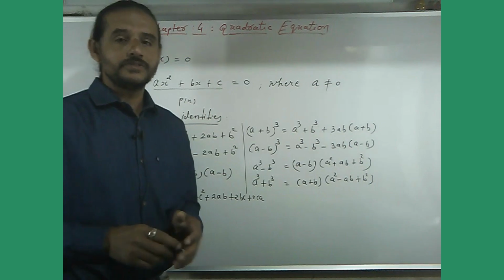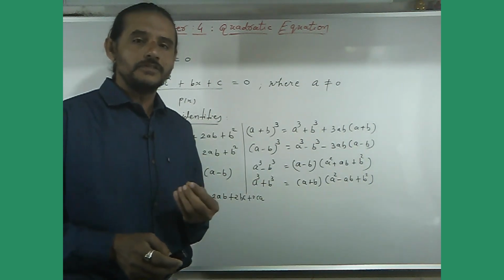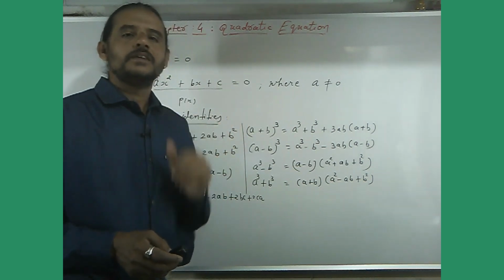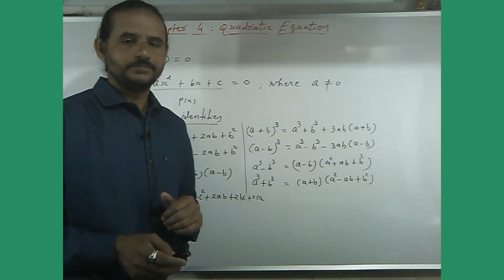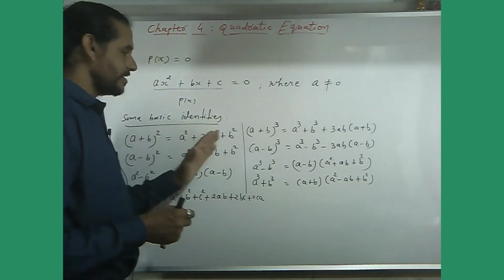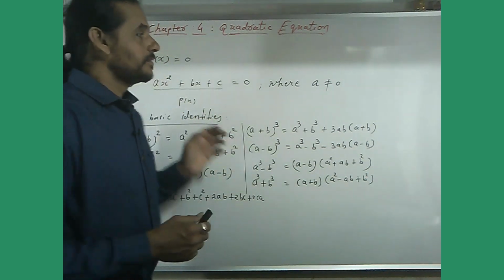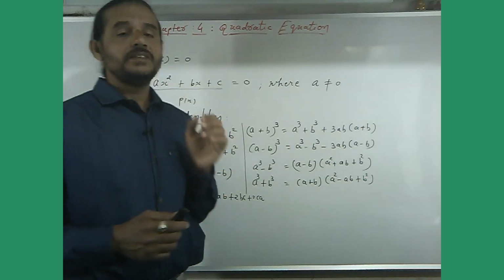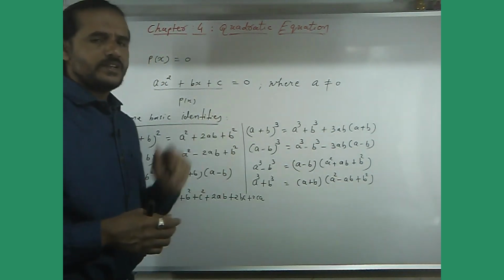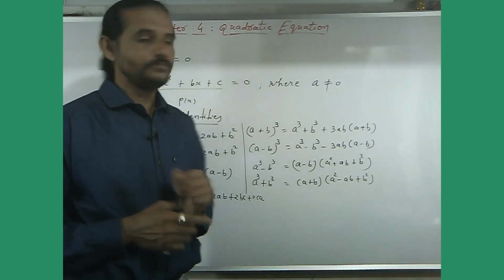If you don't know all these basic identities, how will you solve this quadratic equation by factorization method? So, first prepare all these basic identities. Now, here we cleared some basic identities. Square root method.